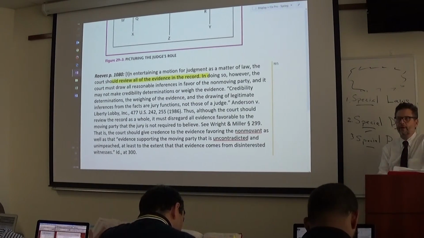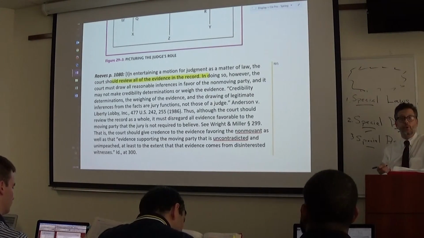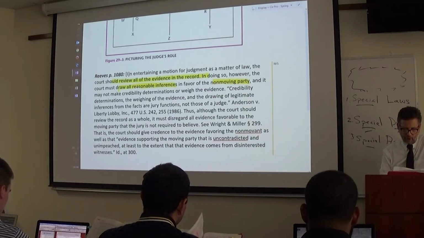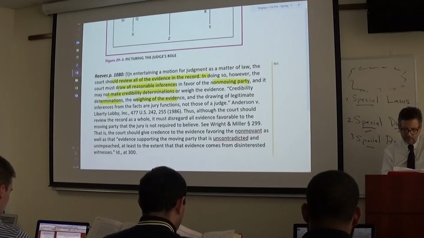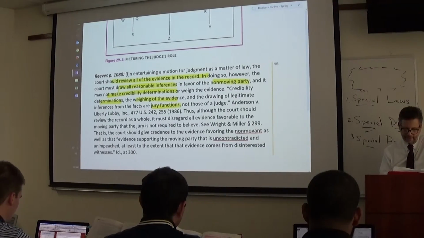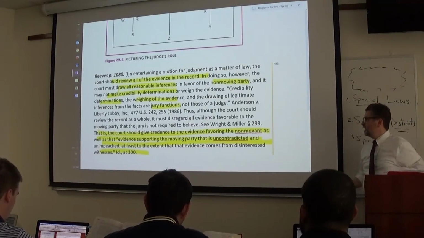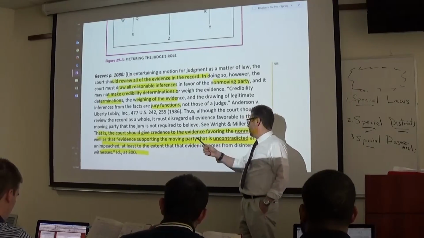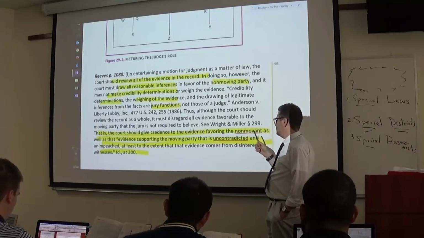Look at all of the evidence in the record. Under the substantial evidence standard, a court will look at all evidence put into the record by both the moving party and the non-moving party. We draw the reasonable inferences in favor of the non-moving party, and we don't make credibility determinations. We don't weigh the evidence, because that's what a jury does. All right? Now look at the last sentence. The court should give credence to the evidence favoring the non-movant, as well as that evidence supporting the moving party that's uncontradicted and unimpeached, at least to the extent that evidence comes from disinterested witnesses.